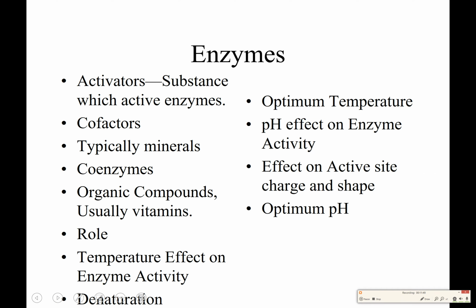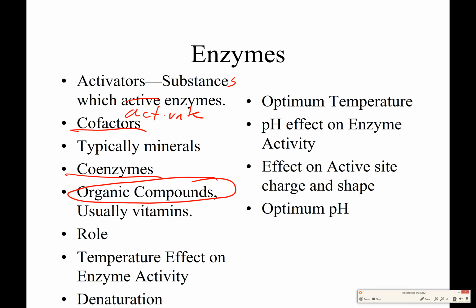So another thing we want to talk about with enzymes are activators. These are substances which help to activate enzymes. There are two main kinds we want to talk about: cofactors and coenzymes. Let's start with coenzymes. Coenzymes are usually organic compounds. They're usually made from carbon. Oftentimes we'll call these vitamins. So the main reason you need vitamins in your body is that they're substances that bind to specific spots on certain enzymes and help to activate them, help to cause them to work.